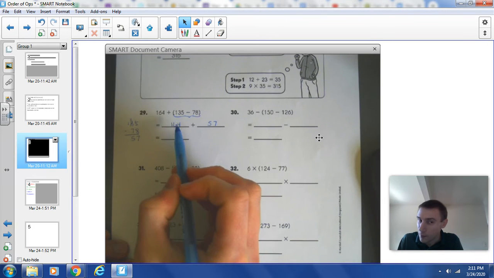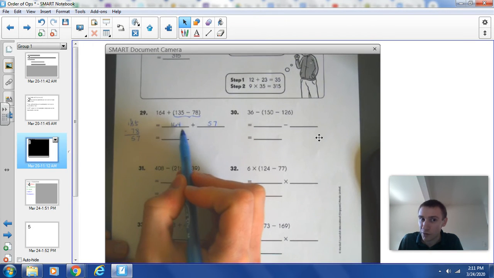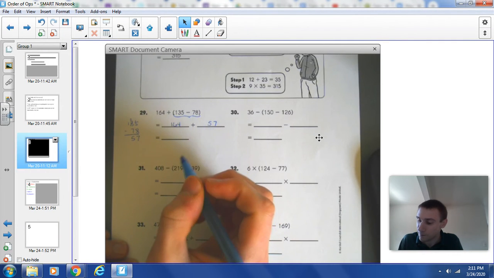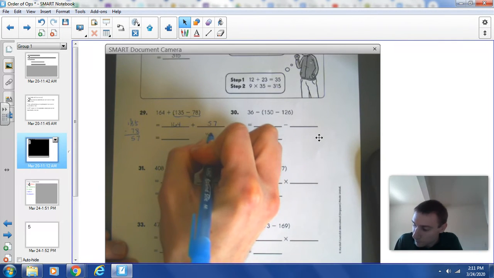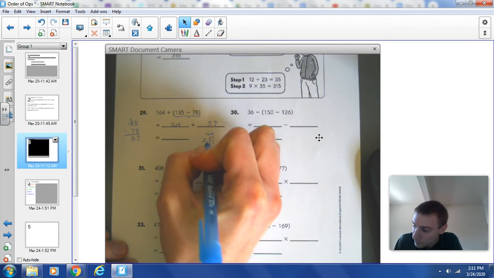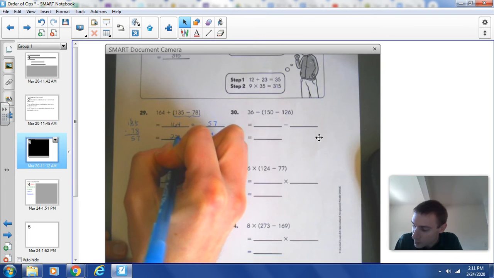So my final step is going to be 164 plus the 57 I got from inside my parentheses. And when I add those together, I'm going to get 221.